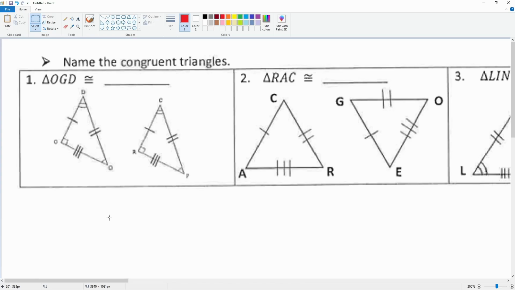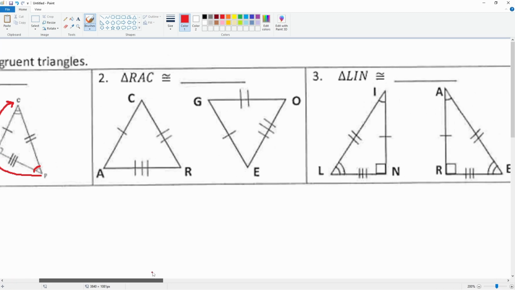Name the congruent triangle. Number 1, OGD. So O starts here, then it goes to G, then it goes up to D. So it starts on the 1 curve. So the 1 curve here is P, goes to R, so P, R, then ends up at the 3 curve, C. So triangle OGD is congruent to triangle PRC.